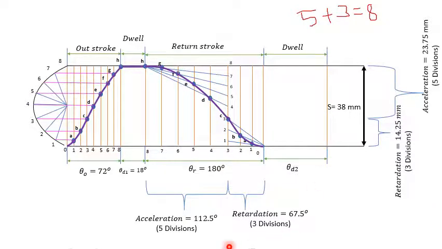Okay, so in the exam also, just show the angle, that is 112.5 degree, like that you show. No need to show these 5 divisions, 3 divisions. This is for your reference. Here also you just show the length: the acceleration period is 23.75, that's it. Retardation period is 14.25, that's it. So no need to represent these 3 divisions, 5 divisions. This is for your reference.